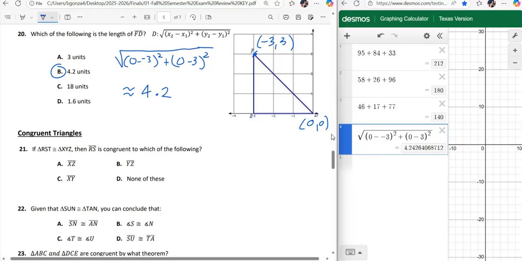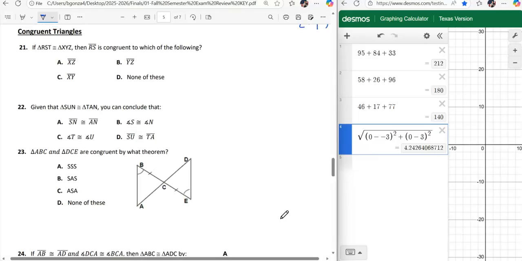Okay. 21. If RST is equal to XYZ, then RS is congruent to which of the following. So you don't even need a picture. No picture needed for congruent triangles. Okay. First two letters are RS. First two letters are XY. It's too easy. Order matters.